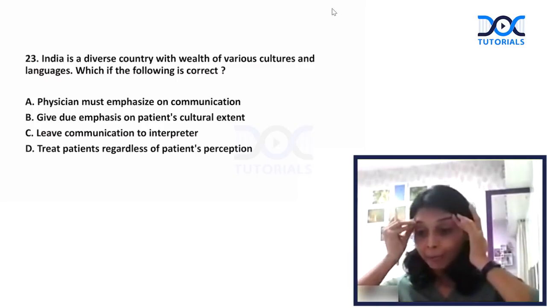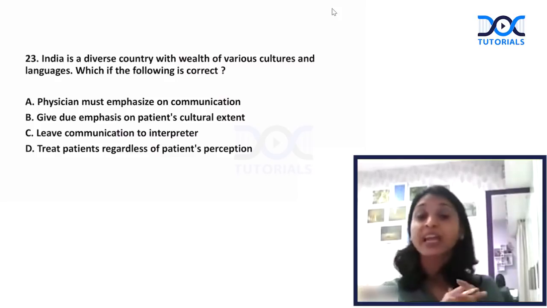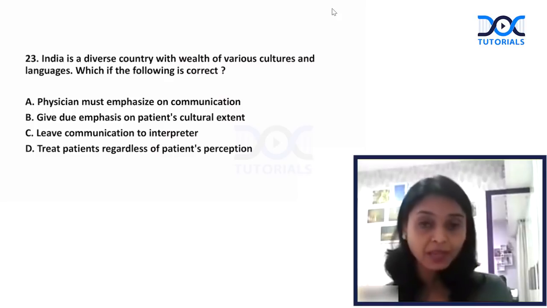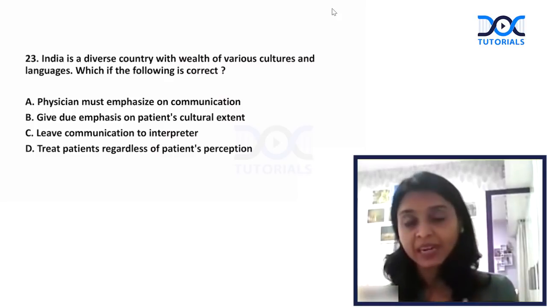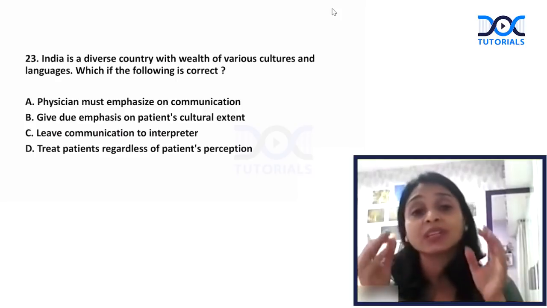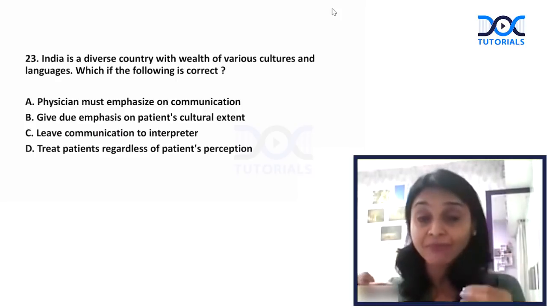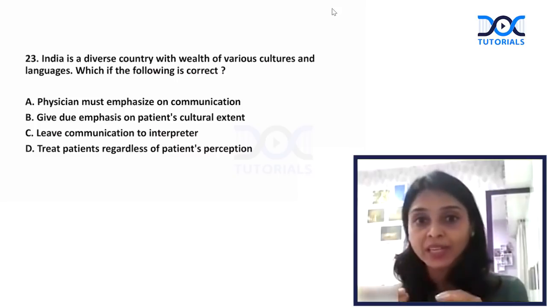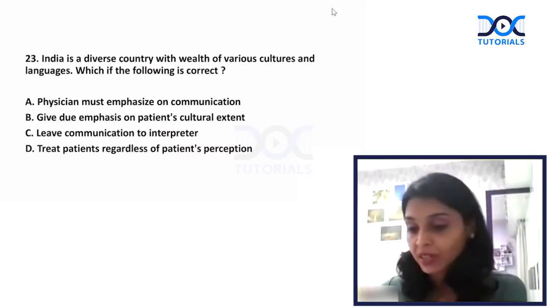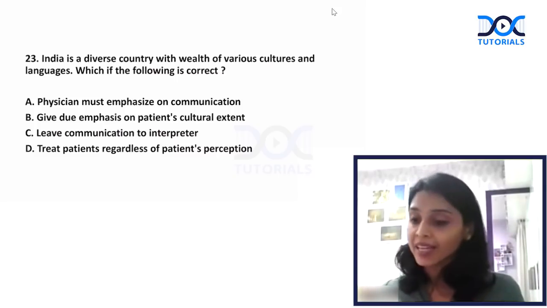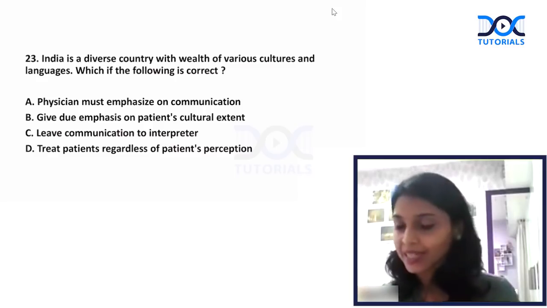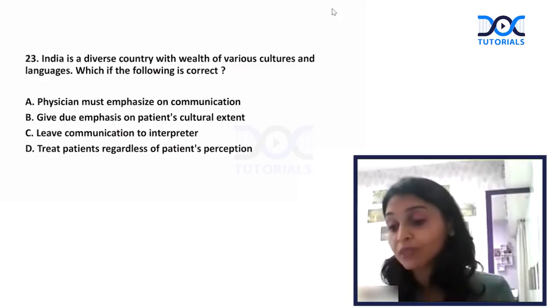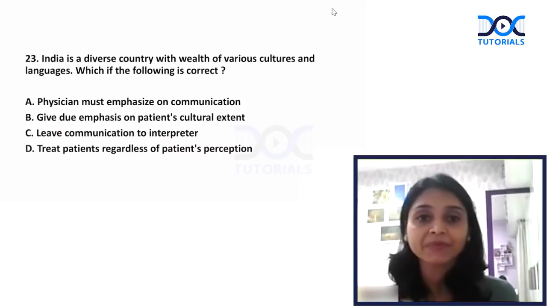Next is regarding doctor-patient relationship. You know, in NMC, they are giving a lot of importance to doctor-patient relationship. They are clearly asking us faculty to give constant training on doctor-patient relationship. And see, we have a question from doctor-patient relationship here. Even without thinking twice, you can answer. India is a diverse country with wealth of various cultures and languages. Which of the following is correct? You can tell me.